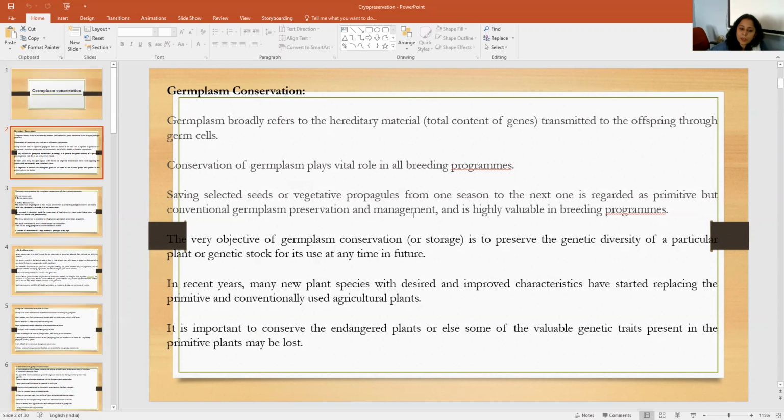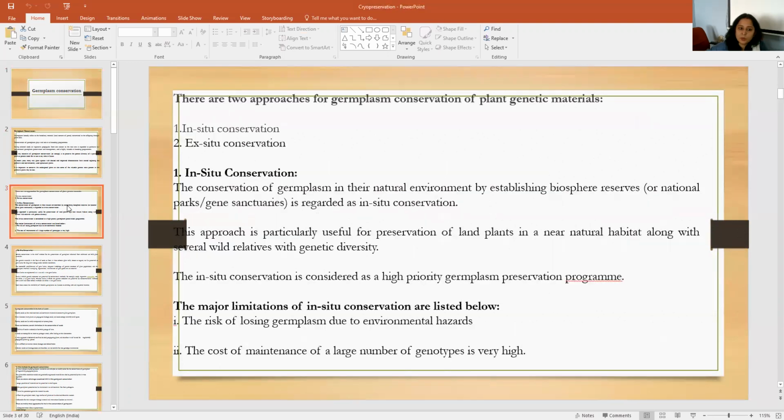In recent years, many new plant species with desired and improved characteristics have started replacing the primitive and conventionally used agricultural plants. It is important to conserve the endangered plants, or else some of the valuable genetic traits present in the primitive plants may be lost. So these are the reasons why we require germplasm conservation.